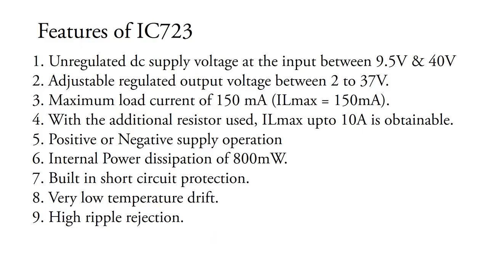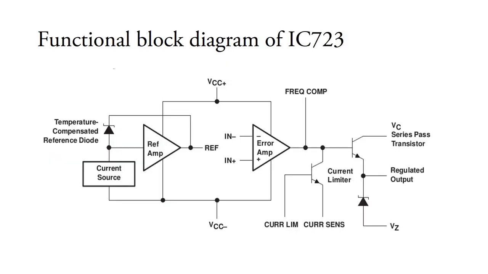Let's get to the functional block diagram of IC 723. It has four major blocks. First one is the voltage reference amplifier, followed by error amplifier, frequency compensation circuit or current limit circuit, followed by a series pass transistor.